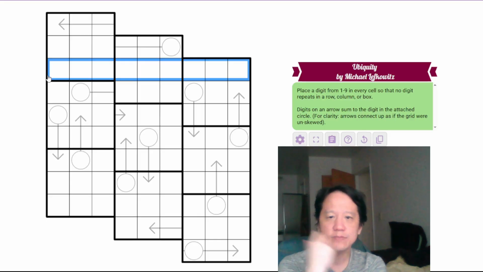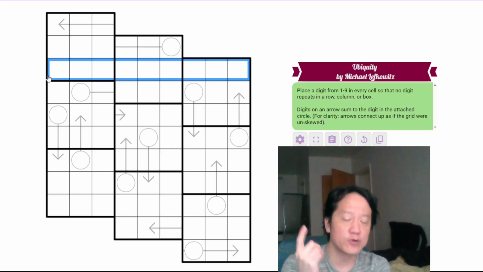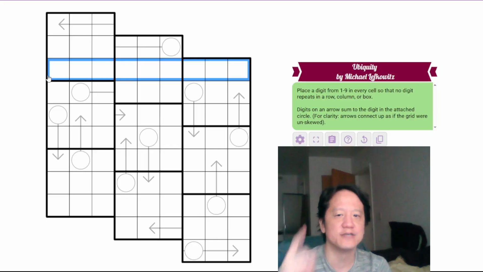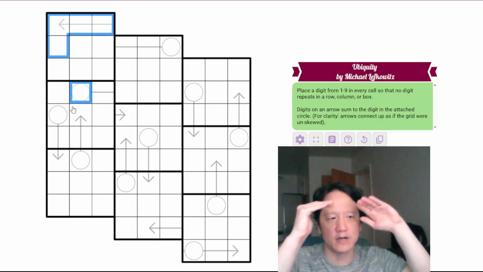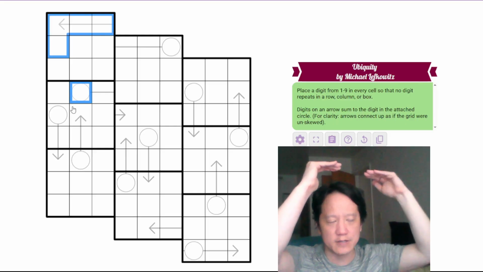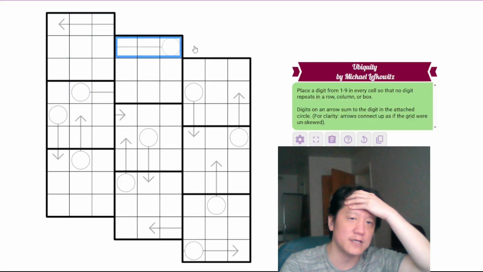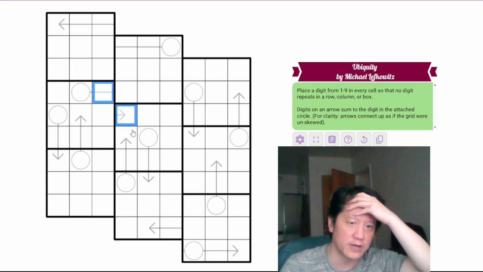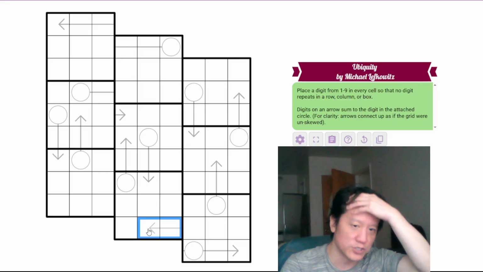Anyways, we have digits on an arrow sum to the digit in the attached circle. And for clarity, arrows connect up as if the grid were unskewed. So basically, right now, the grid is shifted in columns 1, 2, 3 up, and in columns 7, 8, and 9 down. So therefore, this digit is the sum of these digits on the arrow. This circle is the sum of these two digits on that arrow. And then everything going up is fine.